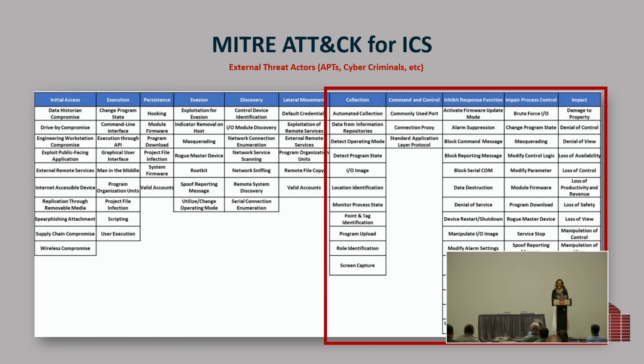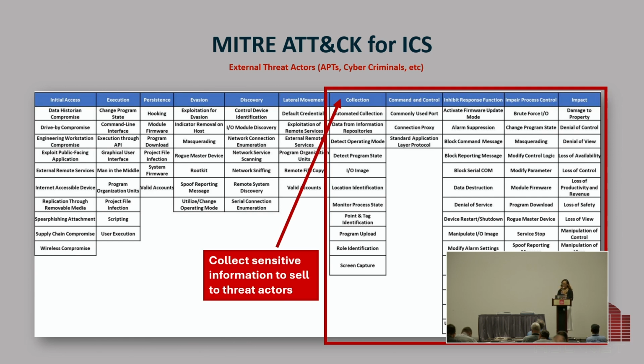I realized that insiders cut out half the process because they don't need initial access. They're already in the environment. They already have credentials. They don't need evasion. They don't need to move laterally because they can go directly to the industrial control system and go directly to where they need to cause the damage. So they're kind of starting off at the collection phase. They're starting off with collecting sensitive information, possibly to sell to threat actors.